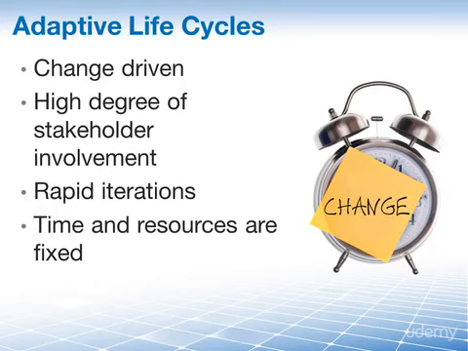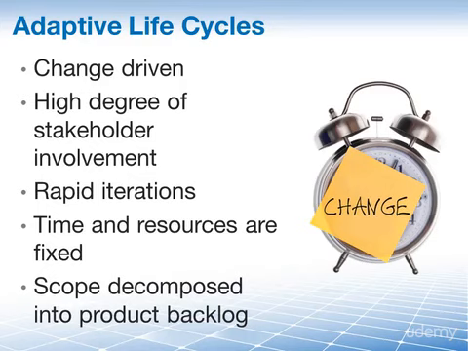The scope on a project using an adaptive life cycle is decomposed into a product backlog. At the beginning of each iteration, the project team will look at the product backlog, determine the highest priority items, and begin work on those products. When the iteration ends, the customer will have that portion of the product ready for review.